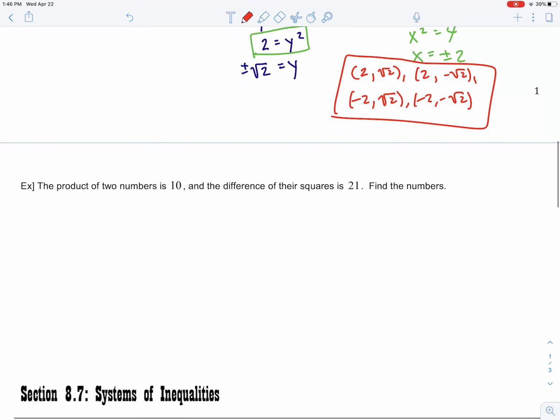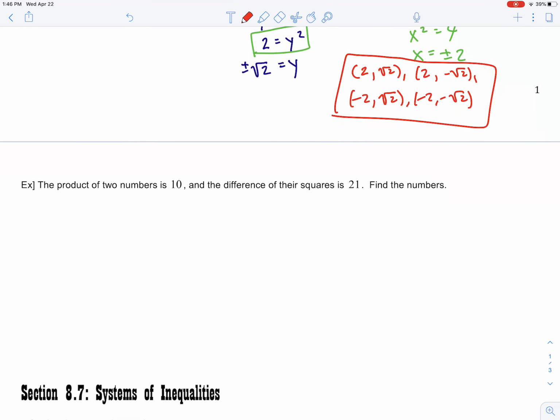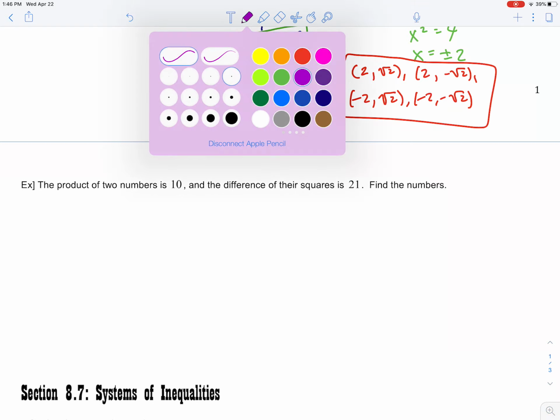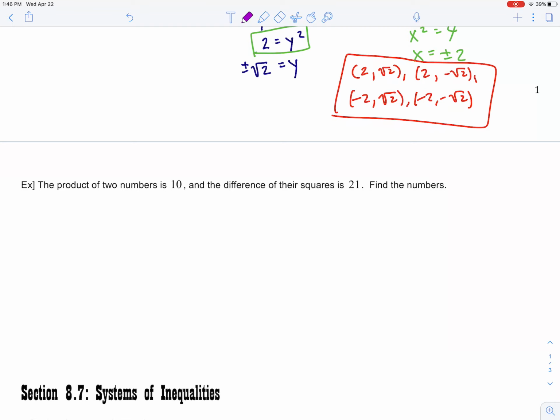We have one example left here. It's a kind of a small word problem. So let's go ahead and translate this to a system of equations. The product of 2 numbers is 10, and the difference of their squares is 21. Find the numbers. So product refers to multiplication. It's 2 unknown numbers, so I'll use x and y.